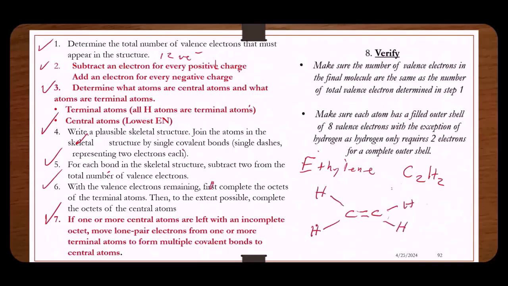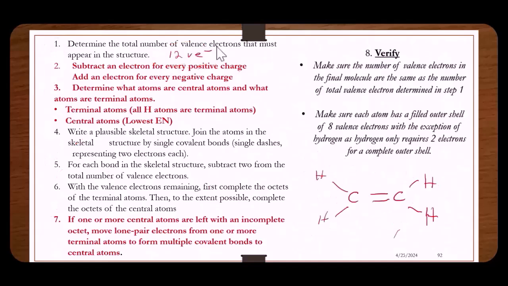And the last and most important step is to verify what is required for a Lewis structure. The first part is to make sure that the number of valence electrons in the final molecule is the same as the number of total valence electrons in the first step, which would be right here, and we had 12 valence electrons. The next part is to make sure each atom has a filled outer shell of 8 valence electrons, with the exception of hydrogen, as hydrogen only requires 2 electrons for a complete outer shell. With these guidelines, let's go ahead and quickly evaluate this molecule.